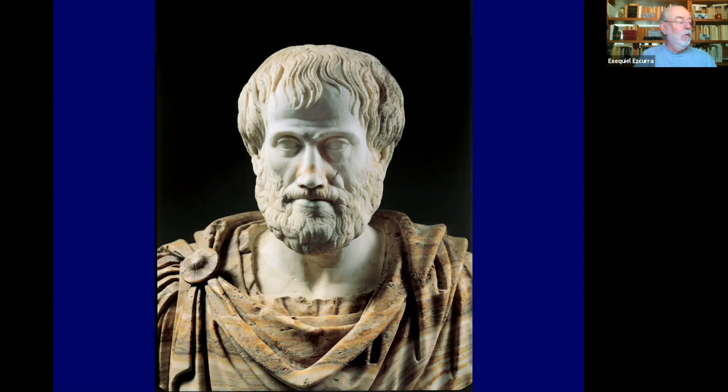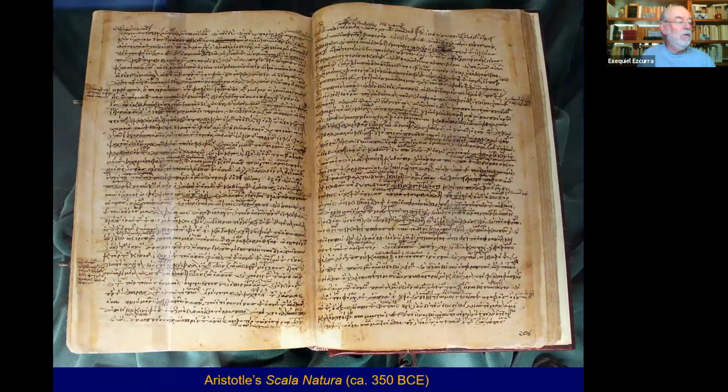Aristotle's efforts were recorded in a series of books. The most important one of them was known as Scala Natura. He was a really acute observer of nature, and he wrote very detailed writings on the anatomy and the morphology of organisms in the wild, and made an attempt to classify them.